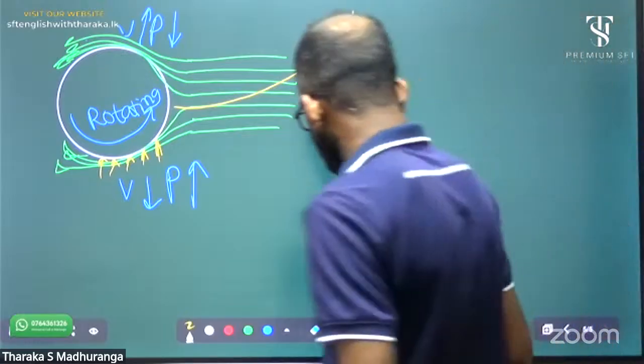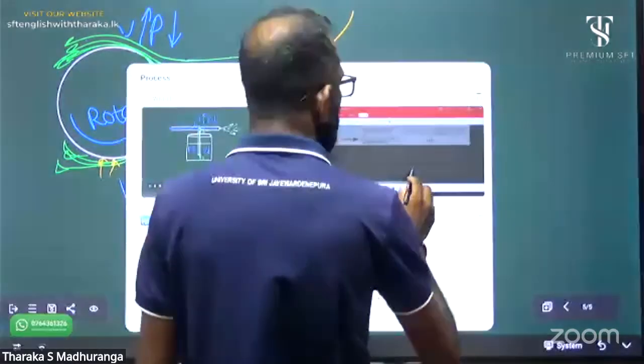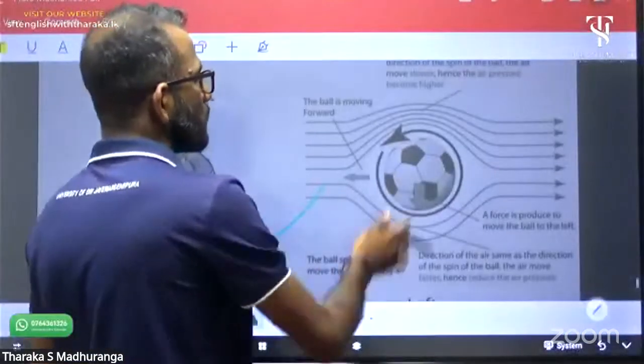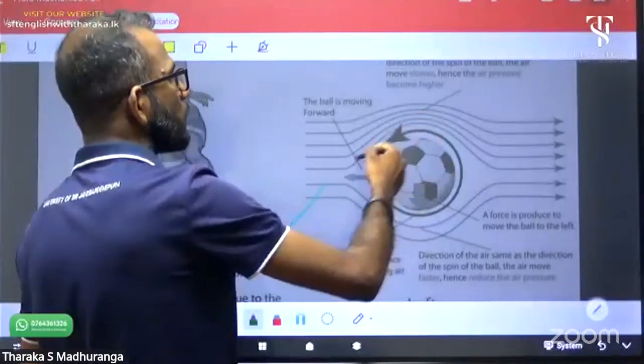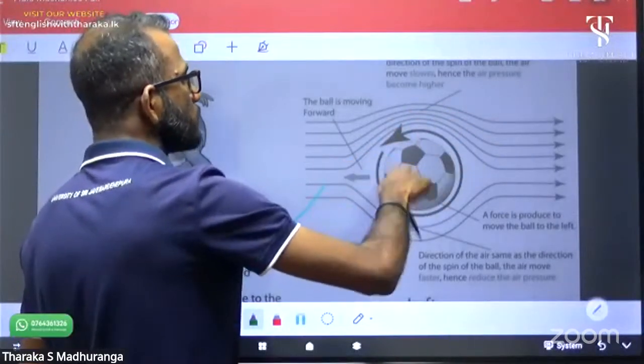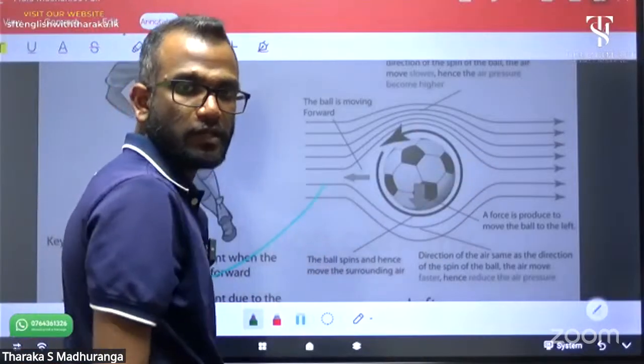It is already given in the streamline rotation. See, this is a rotating direction. Therefore, more streamlines tend to flow in this direction, right?